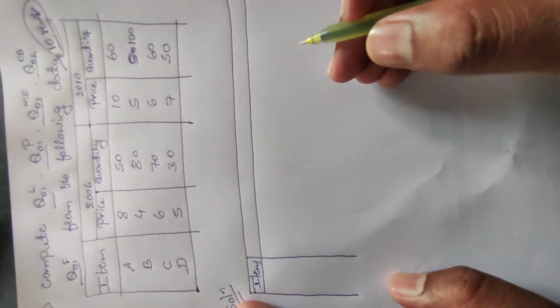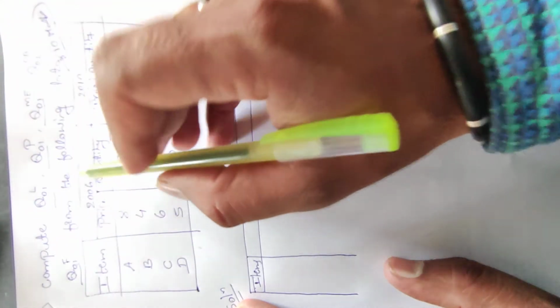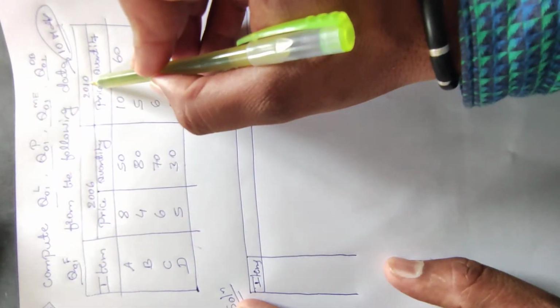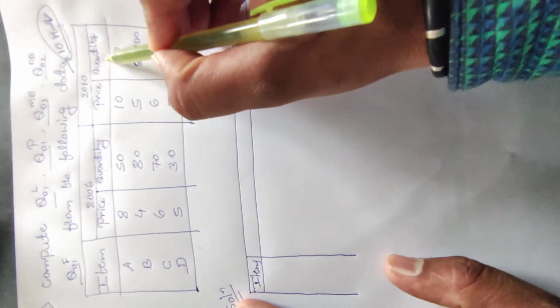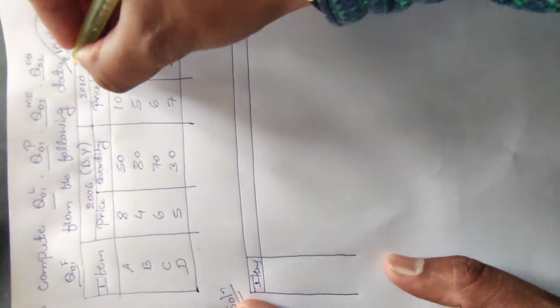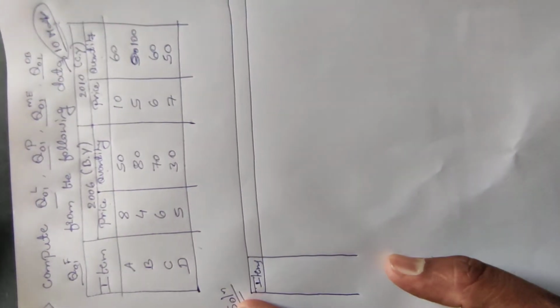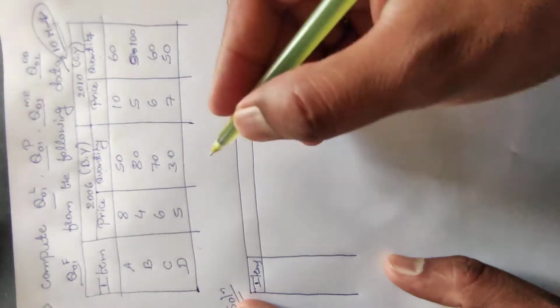Okay students, let us see what information is given in the problem. First, they give information of items. Next, they give information for 2 years, 2006 and 2010. Under 2006, they give price and quantity. Next, for 2010, they give price and quantity. When 2 years are given, the first year is the base year, and the second is the current year. So, base year we indicate as 0, current year we indicate as 1.